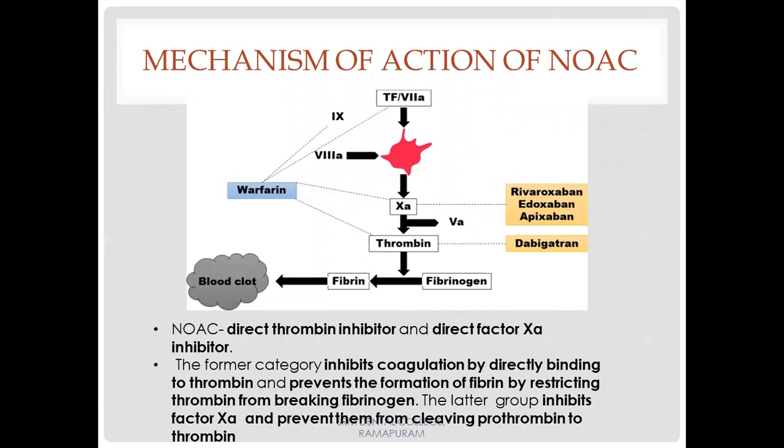The new oral anticoagulant drugs are direct thrombin inhibitors and direct factor Xa inhibitors. They inhibit coagulation by directly binding to thrombin, which prevents the formation of fibrin, which aids in clot formation. Thereby they restrict thrombin from converting fibrinogen into fibrin.